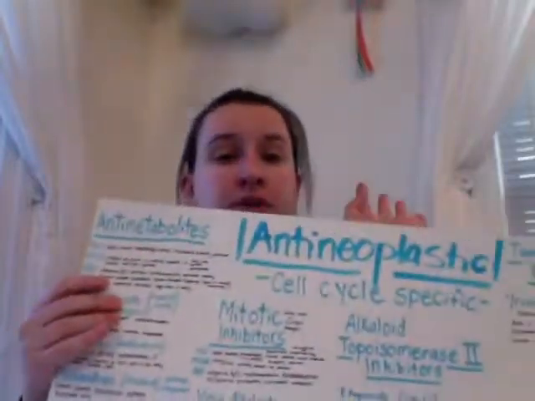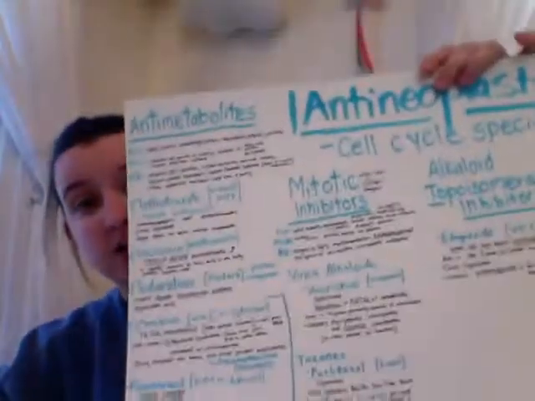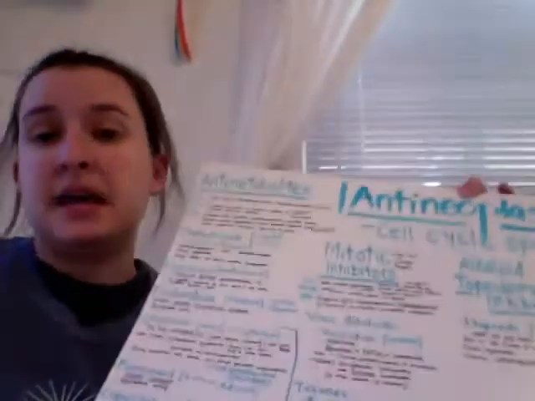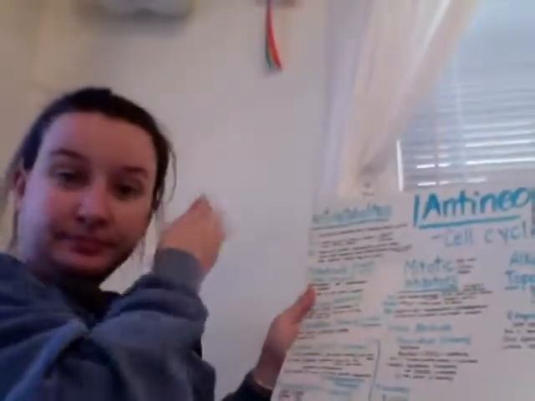Antineoplastic. So there's two different types of antineoplastic drugs. There's cell cycle specific and cell cycle non-specific. We're going to start with cell cycle specific. This means that the drug is going to work in a specific portion of the cell cycle. That's why it's specific. We're going to start with antimetabolites.